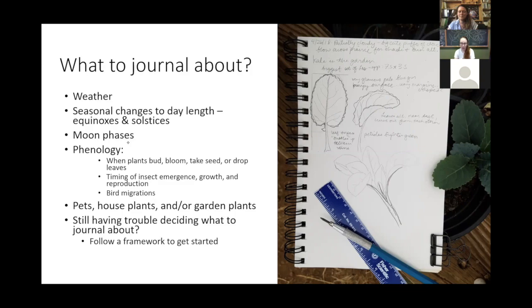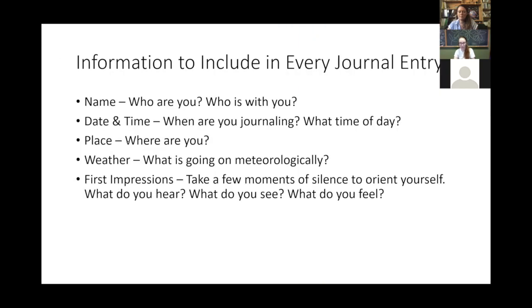But if you are still having trouble figuring out what to journal about, you can follow a framework to get you started. And I would encourage you to always start with, I mean, you don't have to include your name, but the date and time and location of where you're at, so that when you go back and look at your entries, you'll know exactly where you were. The date and time will influence whatever you're journaling about.